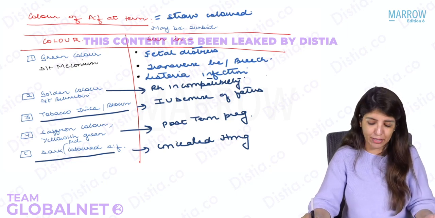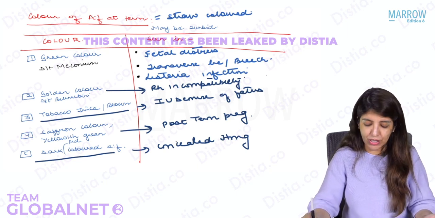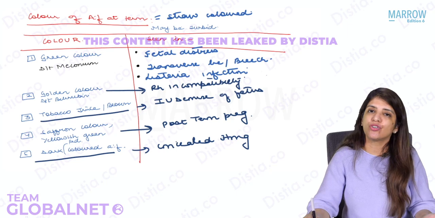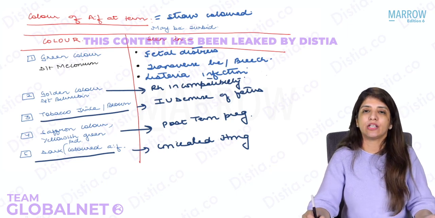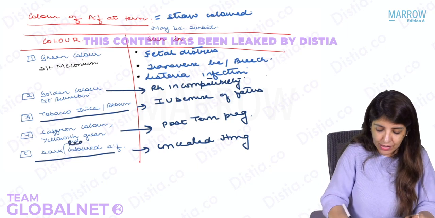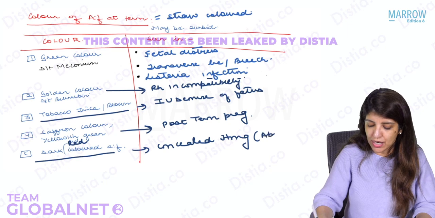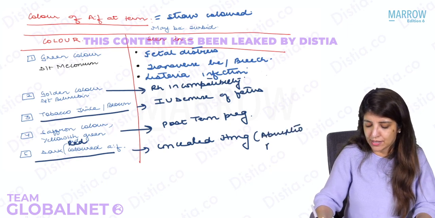Tobacco juice or brown color is seen in intrauterine demise of the fetus. Saffron color or yellowish green color amniotic fluid is seen in case of post-term pregnancy, and a dark red color is seen in case of concealed hemorrhage. Which hemorrhage? Concealed abruptio placenta.